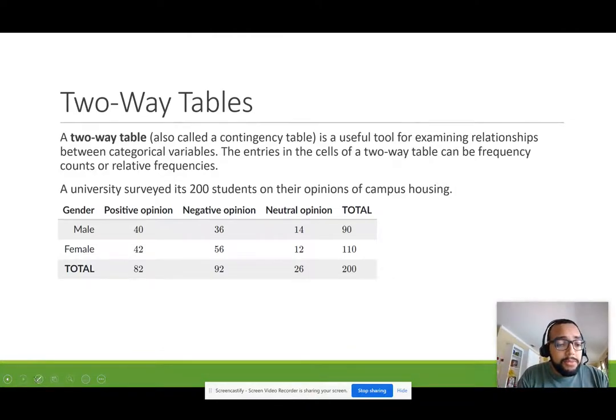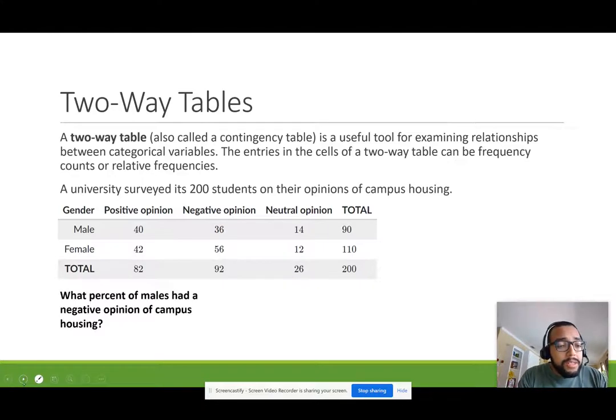So let me get my laser pointer. Cool. So notice here, it's a two-way table. It shows 2 totals. We have here on this side the totals of all males, all females, and then everyone all together. As opposed to down here, we'll get the totals of all the positive opinions, negative opinions, and neutral opinions. In this case, it's just frequency. You'll see relative frequency in a bit. And this is just showing all the different possibilities.